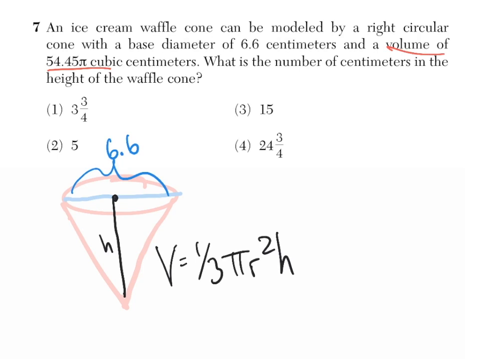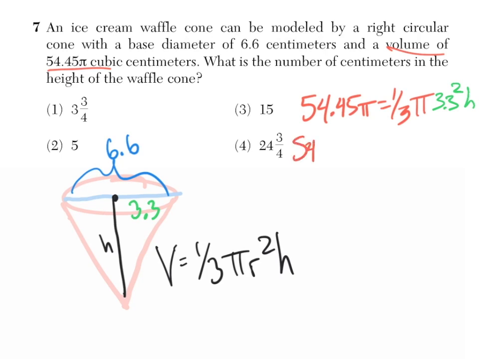So let's do that. Let's plug in these values. Equals what? So we know it's 1/3 pi, and then the radius. We don't have the radius right now, but I do know that half of 6.6, of course, is 3.3, so it's going to be 3.3 squared, and we don't know the height. That's our objective, and so we're going to be isolating h ultimately. All right, so let's keep cruising.